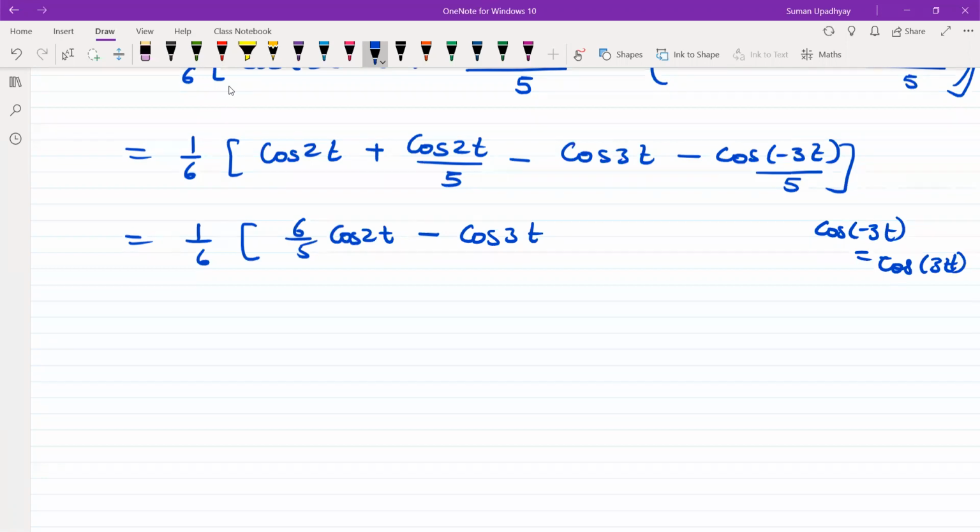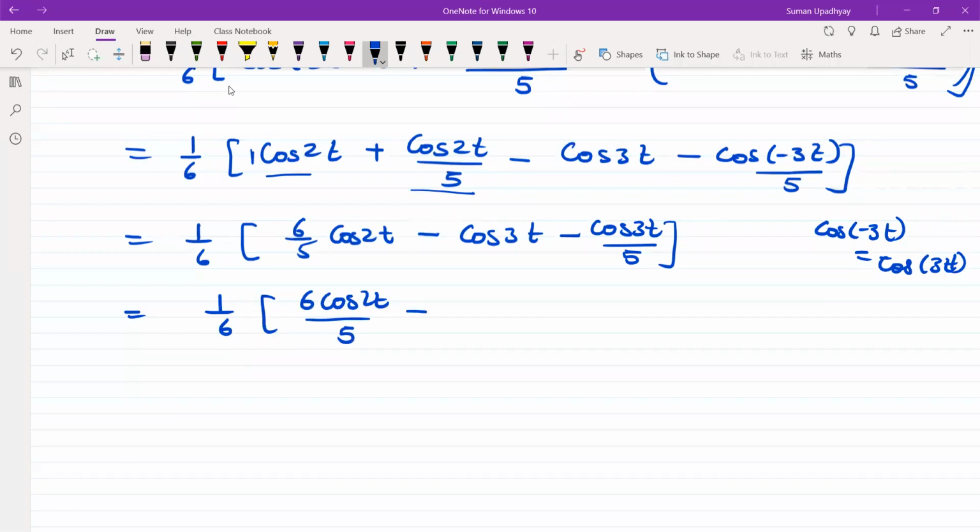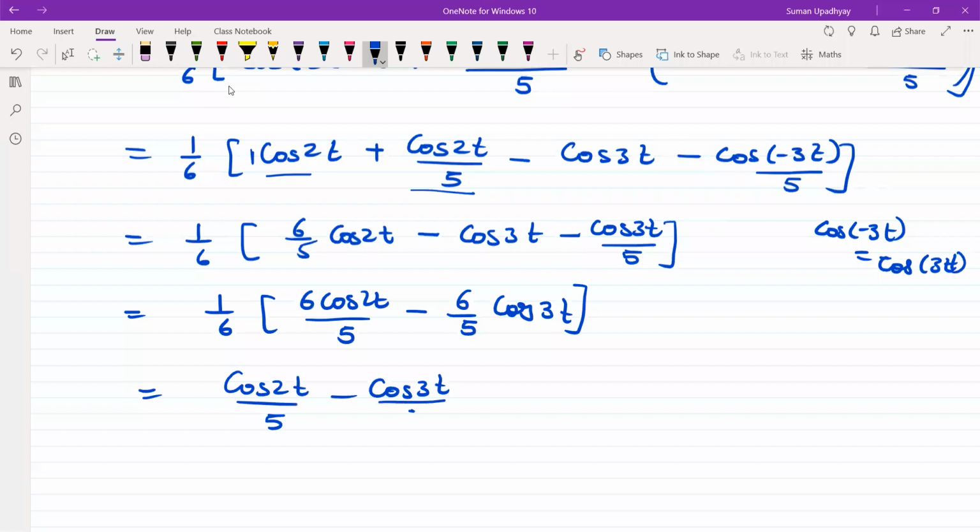See, here it is 1, no? I mean, cos 2t is common, so I took it out. Now cross multiply: 1 into 5 plus 1, so 6 by 5. Now you can multiply the 6 inside. So it will become cos 2t upon 5 minus cos 3t upon 5. Understood, everyone?